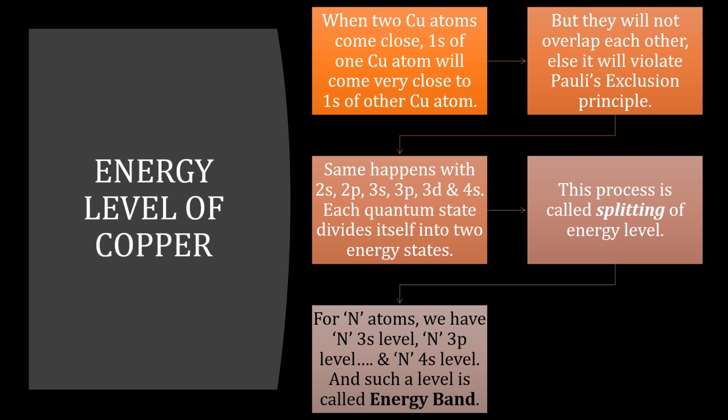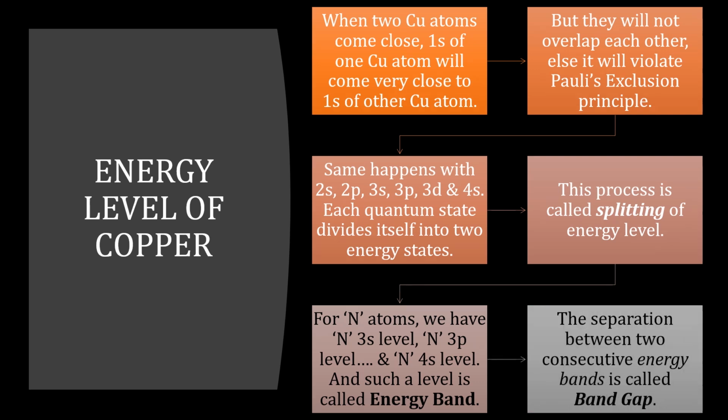And such a level is called an energy band. So instead of calling them n energy levels, we call them n energy bands. Or we can think that the 3s energy level split itself into n levels. When this happens, we can imagine that there will be a region of space where you can find electrons. And the separation between two consecutive energy bands is called the band gap.